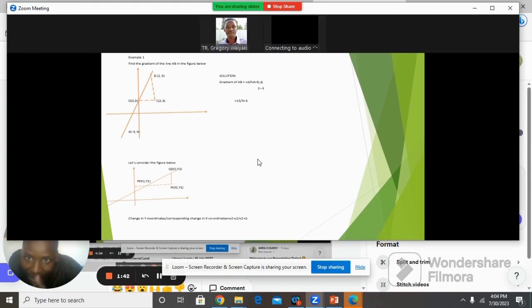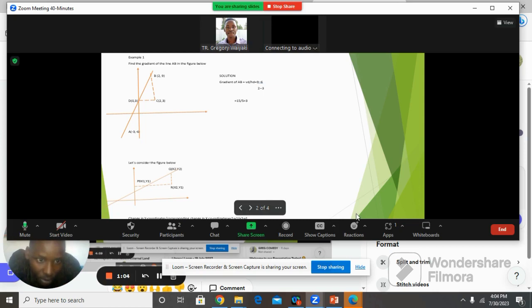Then in this illustration here, you have an example. You are told to find the gradient of the line AB in the figure that we have been given. We have point B, point C, point D, and point A. Therefore, the gradient of the line is the vertical distance divided by the horizontal distance. So as we have been given, we will say 9 minus 6 divided by 2 minus 3.